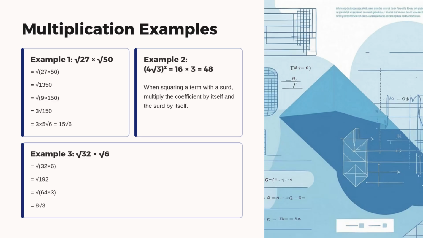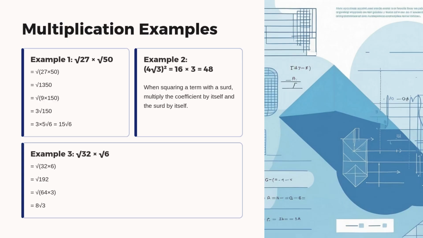Equals the square root of (9 times 150). This is obtained by finding a perfect square factor in 1350 to simplify the surd. Equals 3 times the square root of 150. This is obtained because the square root of 9 equals 3. Equals 3 times 5 times the square root of 6, which equals 15 times the square root of 6. This is obtained as 150 equals 25 times 6, and the square root of 25 equals 5.